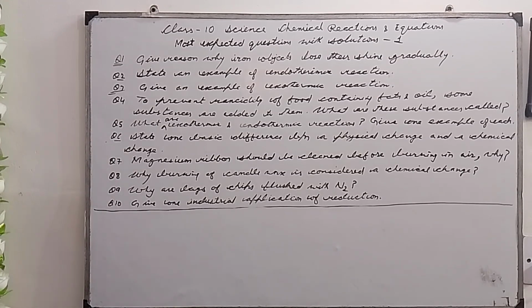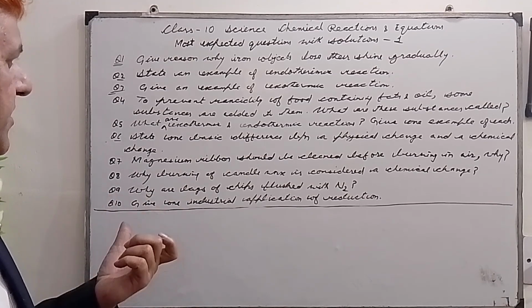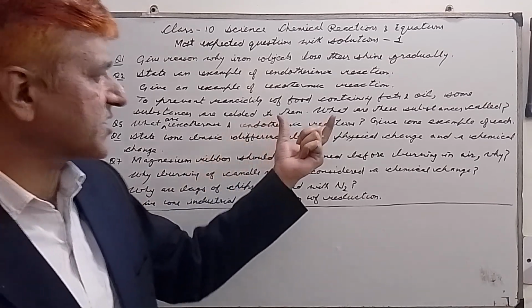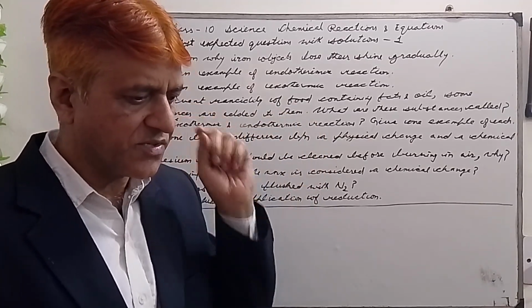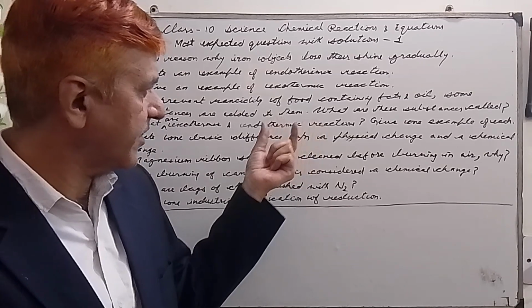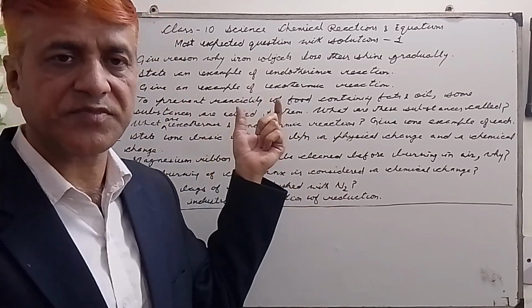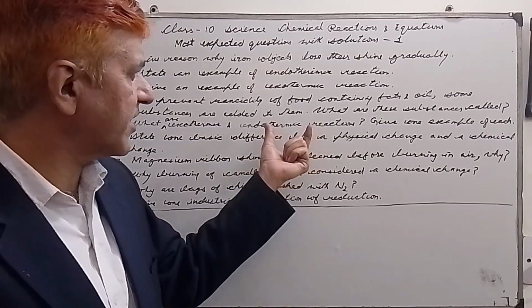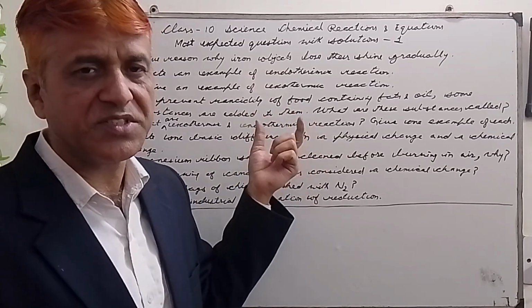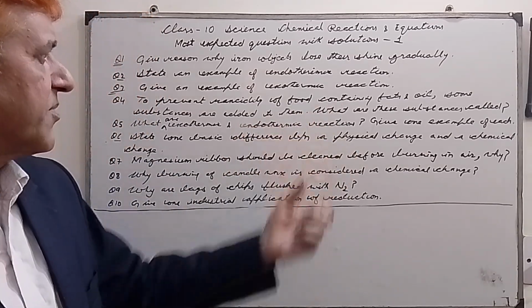Then we have question number 5. What are exothermic and endothermic reactions? Exothermic reactions are those in which heat energy is evolved or produced, and endothermic reactions are those in which heat or energy is required for the reaction to take place. So that is an endothermic reaction, a chemical reaction in which heat is absorbed.